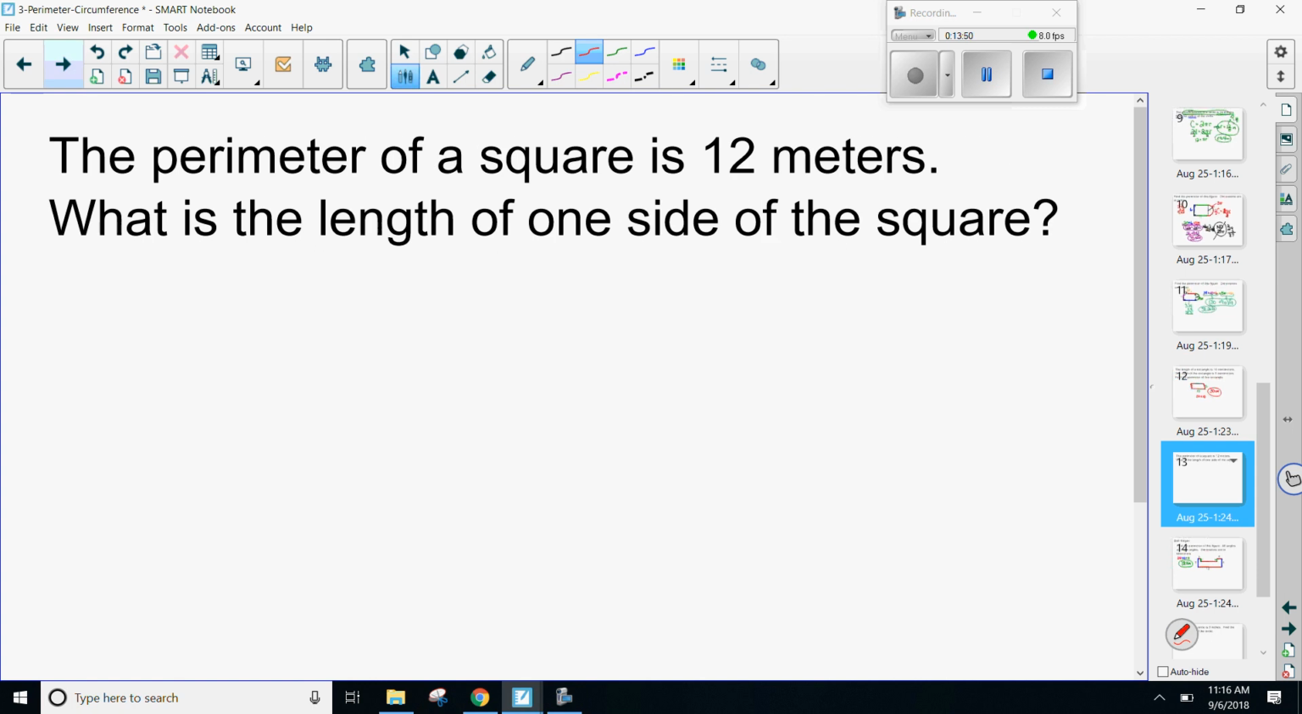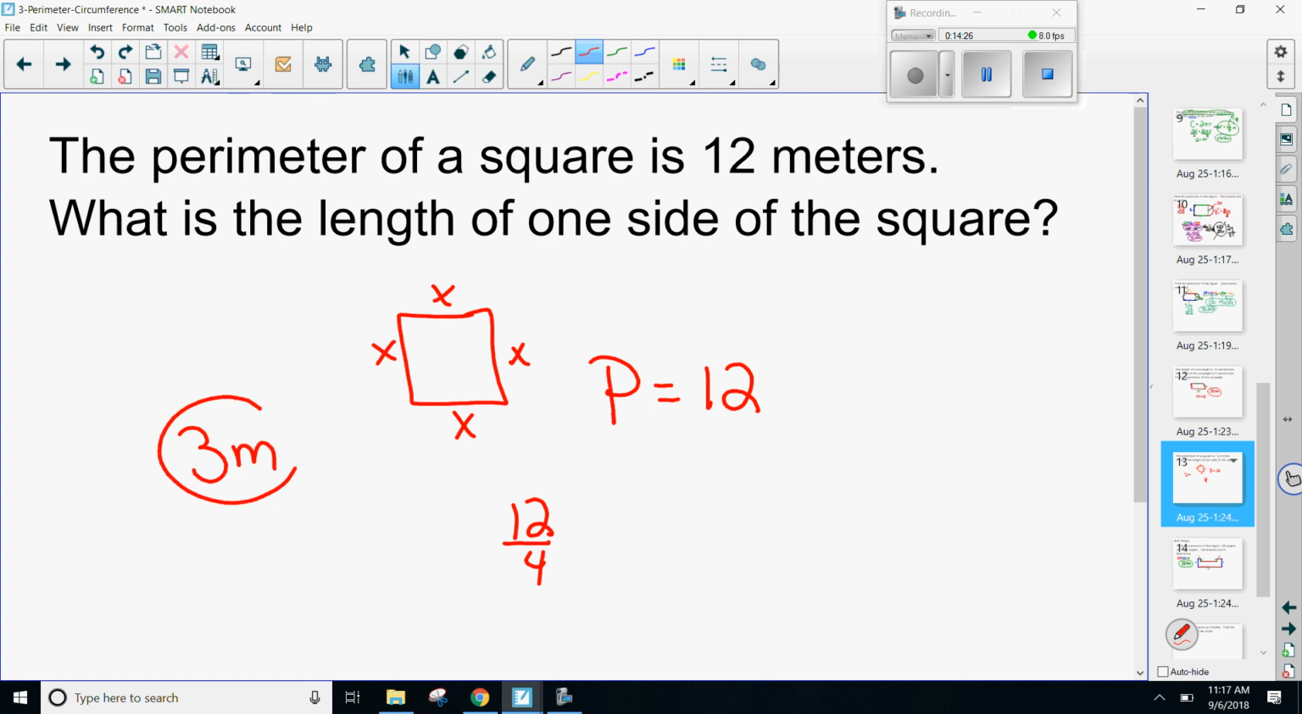What about this one? Now you got to think about it. The perimeter of the square is 12 meters. What is the length of one side of the square? A minute with a partner. Go. So as you look at your square, I know the perimeter is equal to 12. How many sides create the perimeter? 4. Are they the same length? Yes. So I have 4 of these that are all the same length. So I'm going to take 12 and divide by 4, and we find out the length of one side is 3 meters. 3 meters.